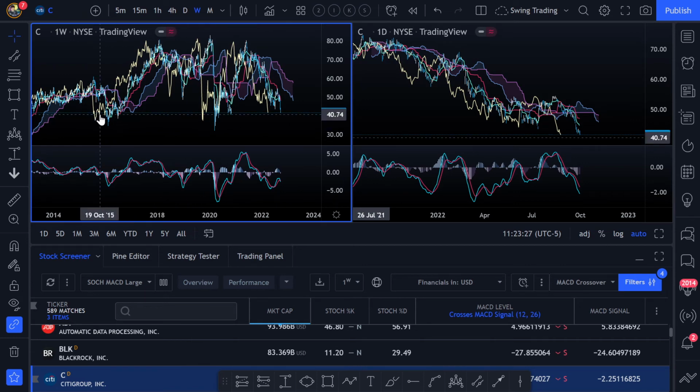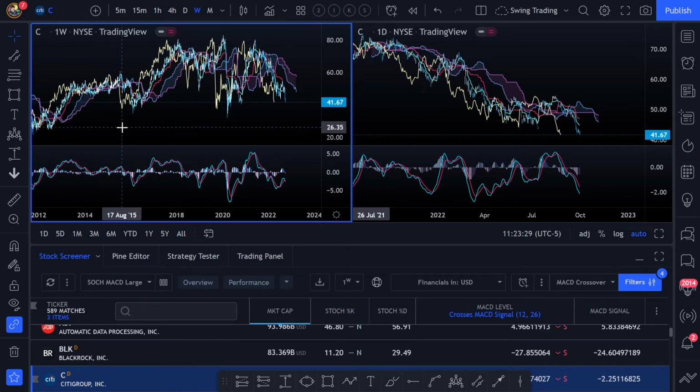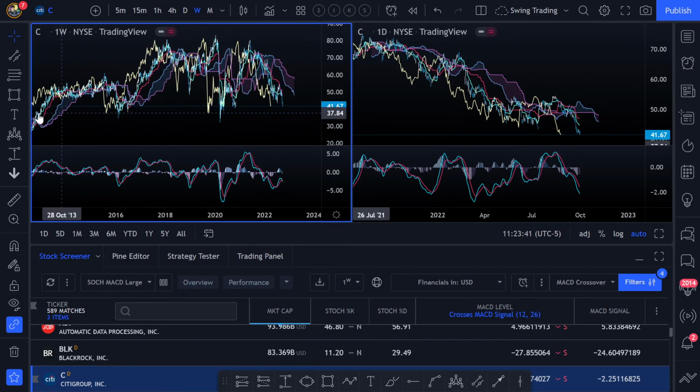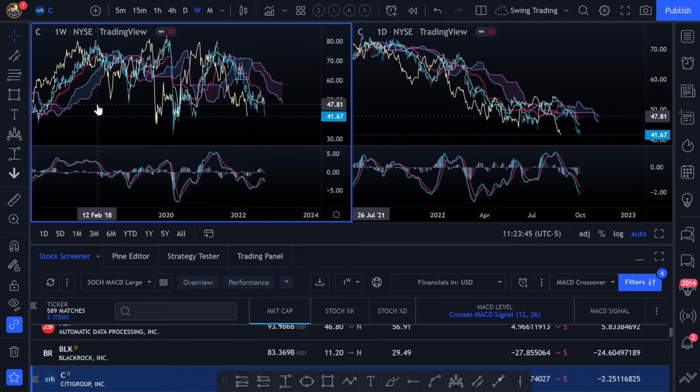So perhaps this is also another one to short, targeting the previous low at 32. But this one is rather noisy, I think. I think I would skip this one.